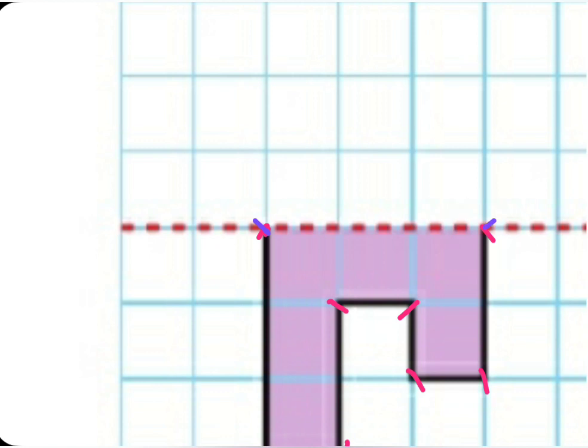Very good. Now let's take a look at these 2 points. Now this point here, the distance between it and the mirror line is 1 centimeter. So we measure 1 centimeter for the image and we put the point. Very good. Same idea here. The distance is 1 centimeter. So we measure 1 centimeter and we put the point. Very good.